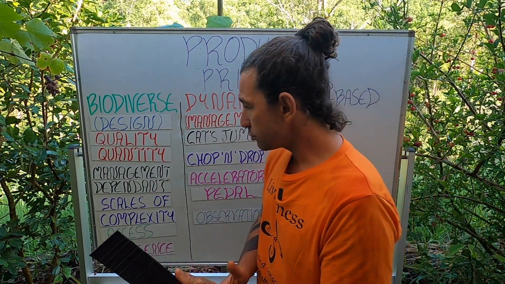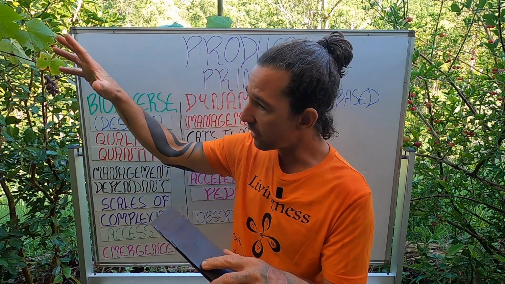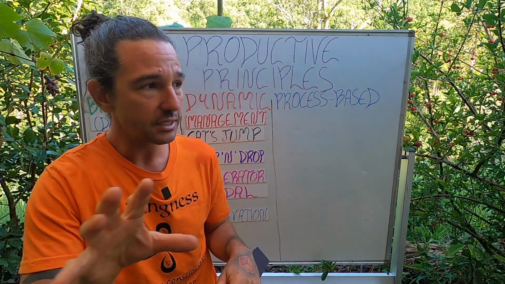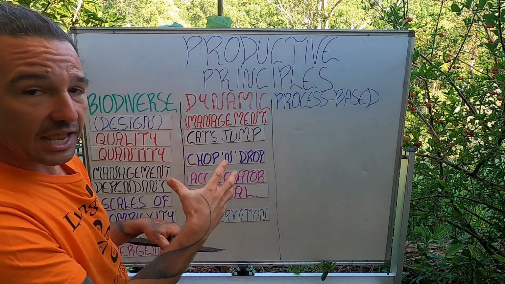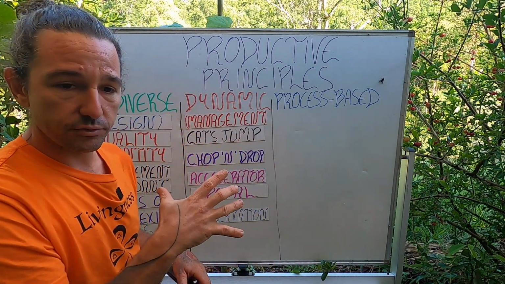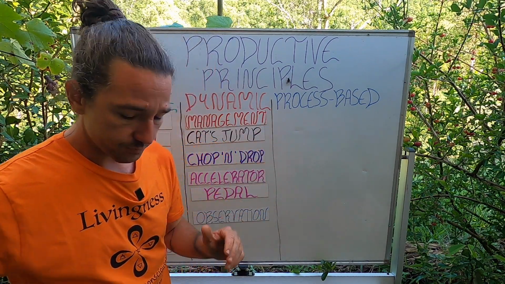All right, so the last one, as you see, we are coming down from that macro picture, biodiversity. Now it's human interaction, and now we go into the last principle, as far as I understand, in Syntropic Agroforestry, where we are looking at something that is process-based.